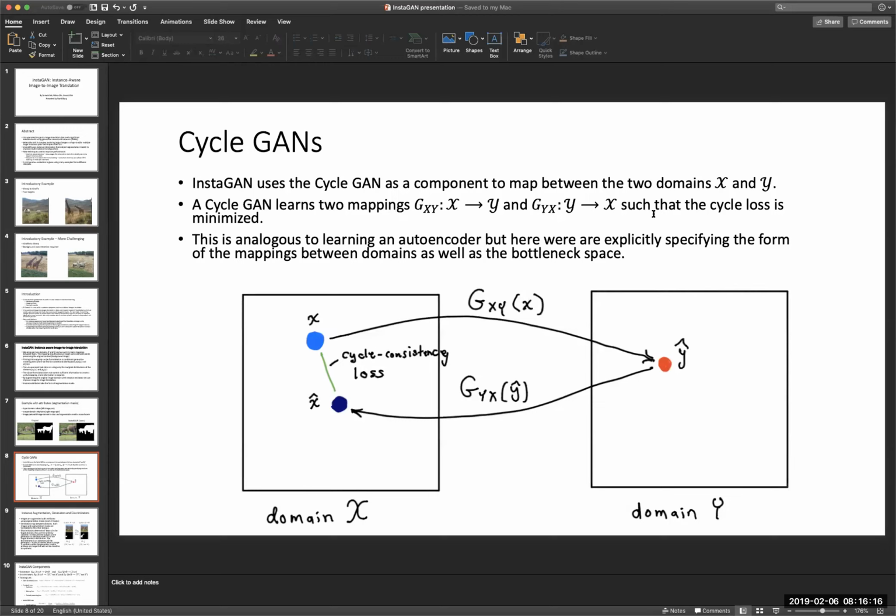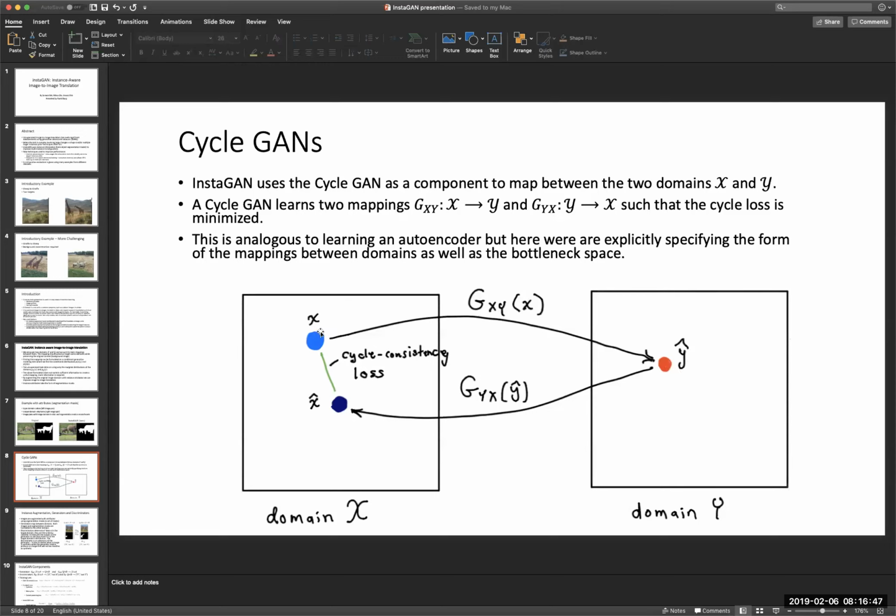So this picture below depicts this cycle loss and a little bit of the transformation. On the left, we have the input domain X. On the right, the output domain Y. And G_XY goes from X to Y, these domains, obviously, and then G_YX in the opposite direction.